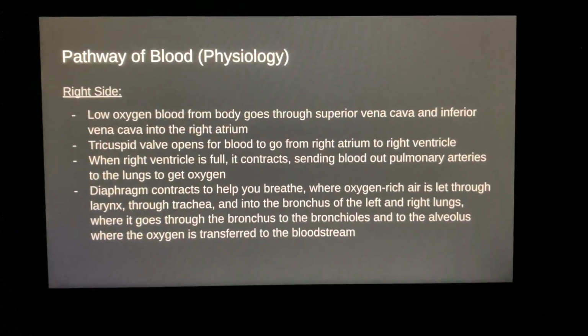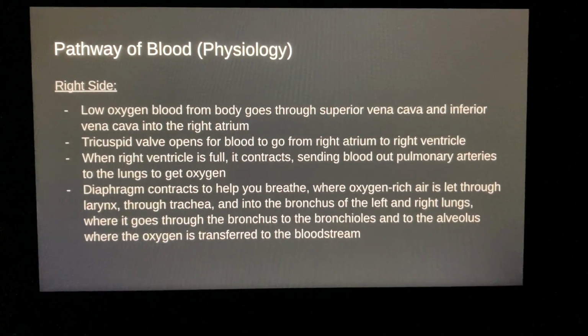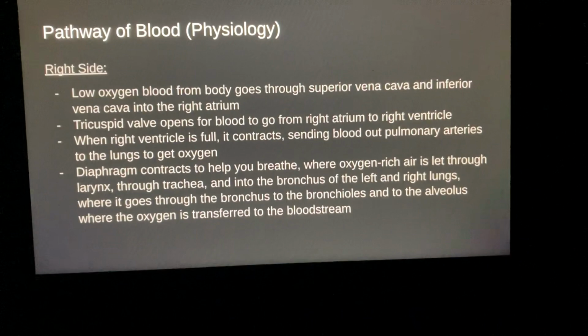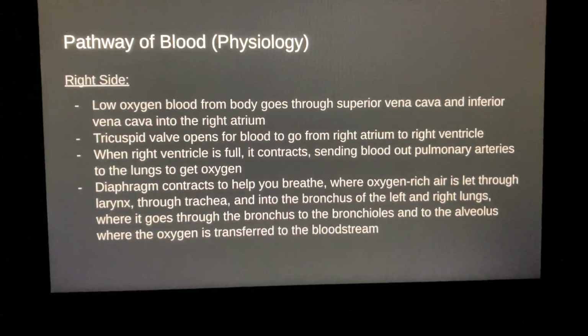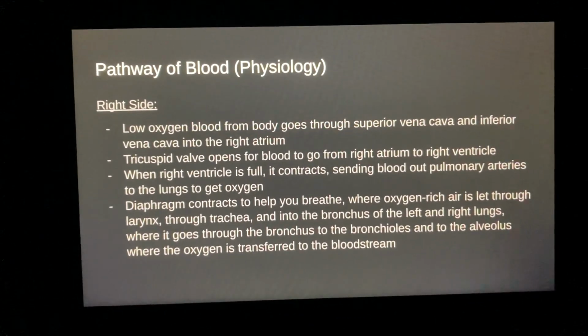The diaphragm contracts to help you breathe, where oxygen-rich air is let through the larynx, which is let through the trachea and into the bronchus of the left and right lungs, where it goes through the bronchus to the bronchioles and to the alveolus, where the oxygen is transferred to the bloodstream.